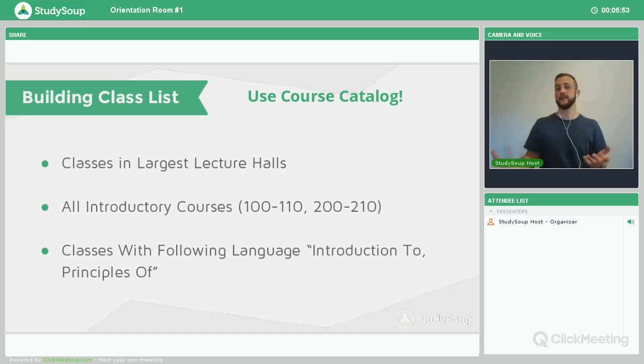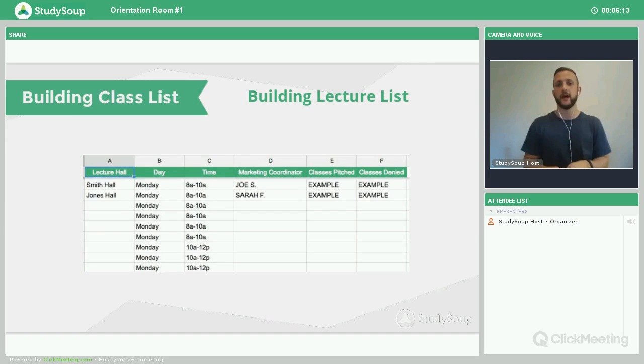Now, one other way to really do this is use your course catalog, okay? Your course catalog has a lot of classes in there that start with numbers 100 through 110, 200 through 210, and classes with titles like intro to and principles of. That is the basic class that's going to have a lot of kids in it because it's an introductory course, right?